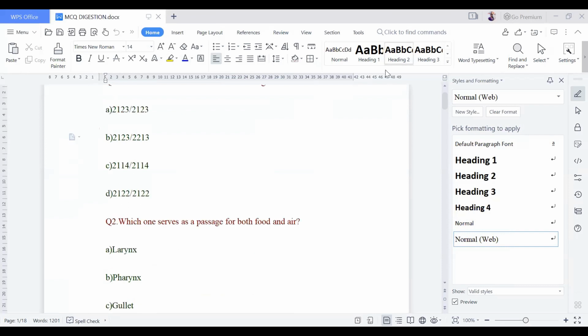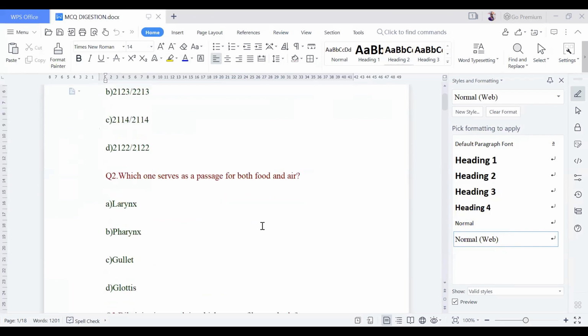Which one serves as a passage for both food and air? Option A, larynx. Option B, pharynx. Option C, gullet. Option D, glottis. Janvi and Madhu answered as B. Irish, option B.